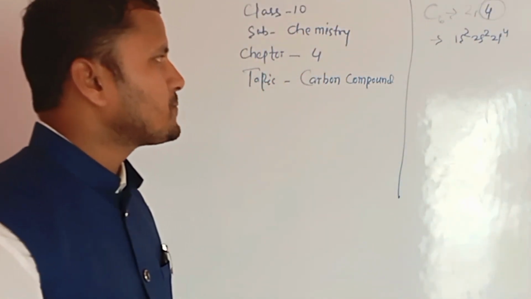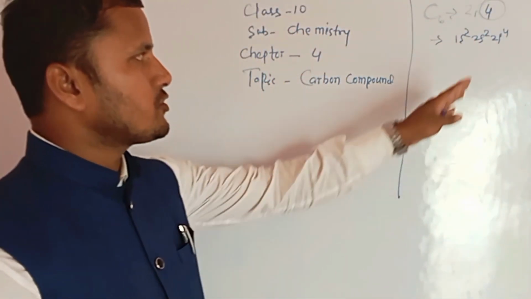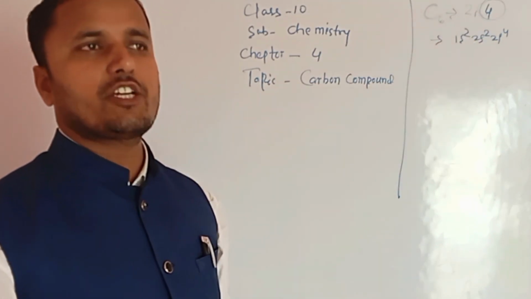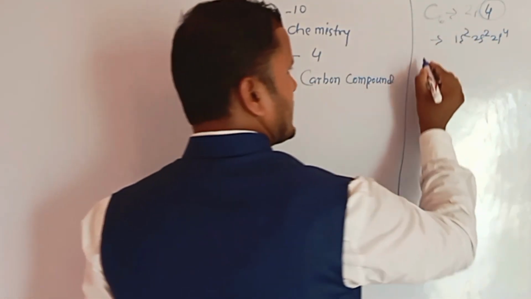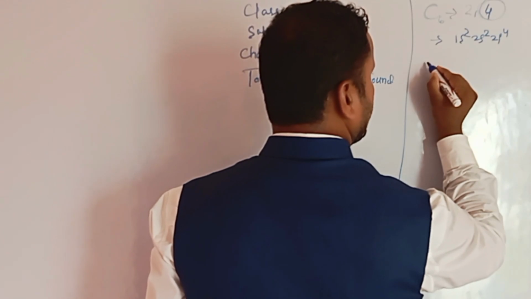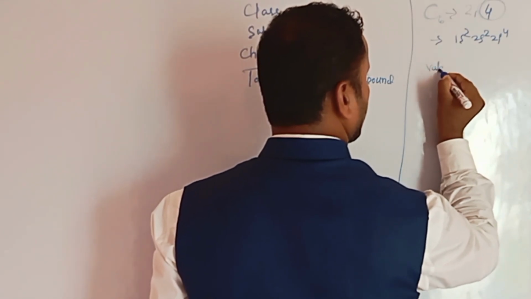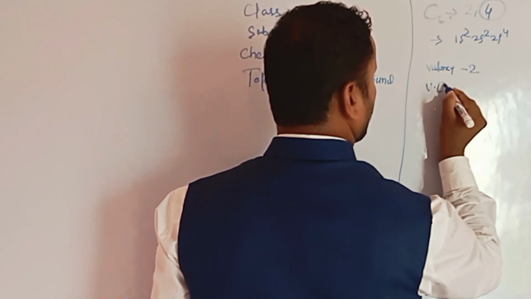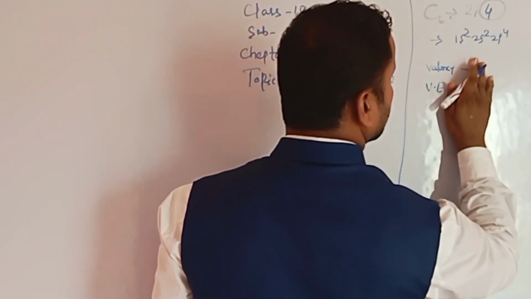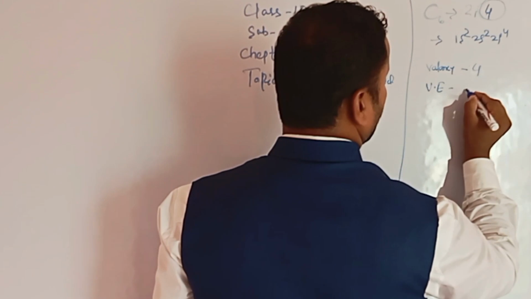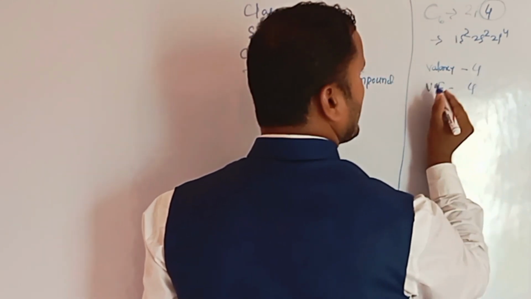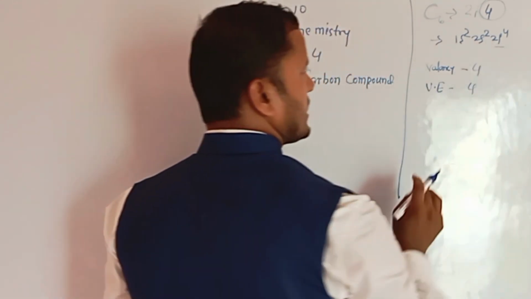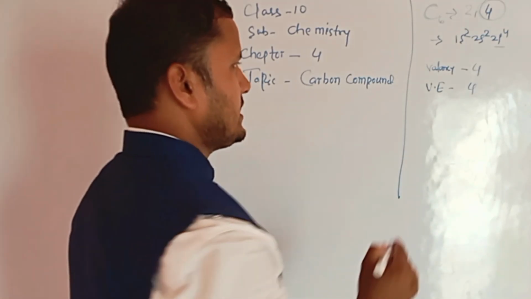If we have to gain some information about carbon, its valency is 4, and valence electron is also 4. Carbon is in which block?